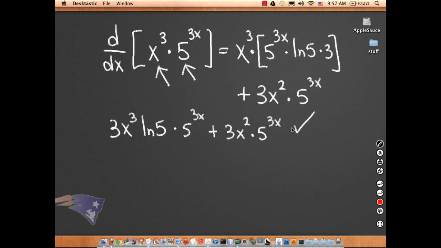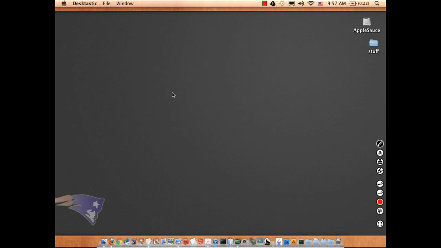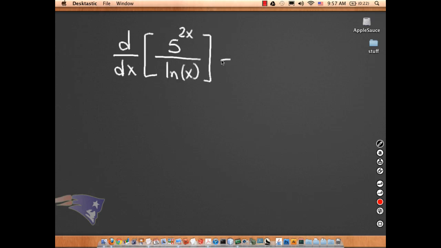And where am I going next? Quotient rule still works. Okay? The derivative of 5 to the 2x over the natural log of x. Oh, now we're going to mix them. You are becoming very powerful people.